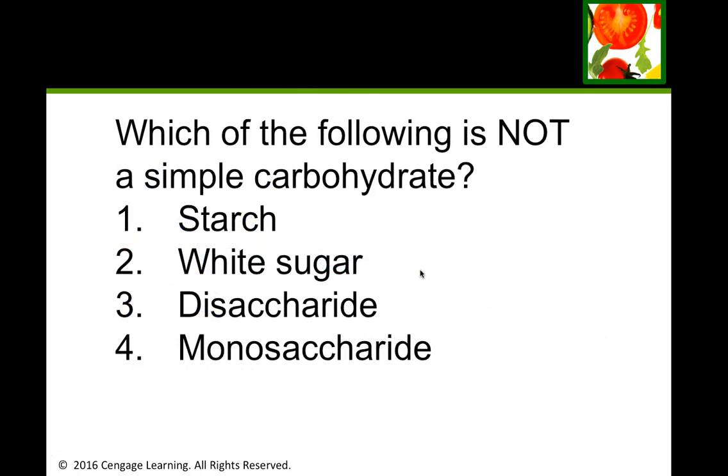So quiz time. Which of the following is not a simple carbohydrate? Starch, white sugar, disaccharide, monosaccharide. If you said starch, you were correct. Starch is a polysaccharide, and the mono and disaccharides are simple sugars.